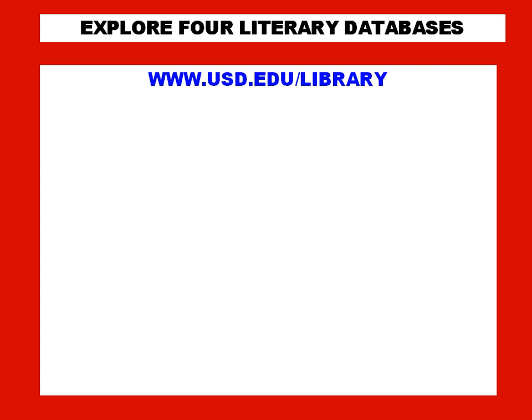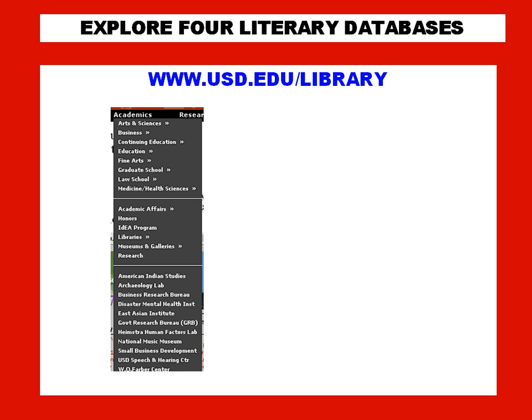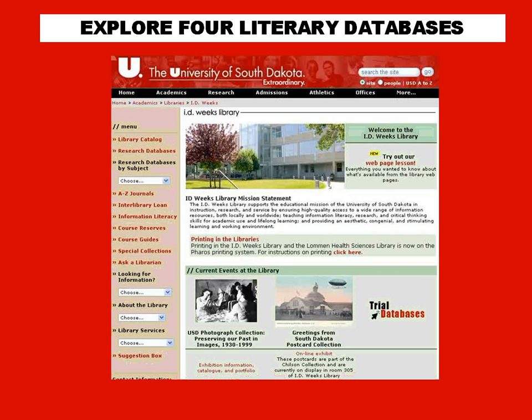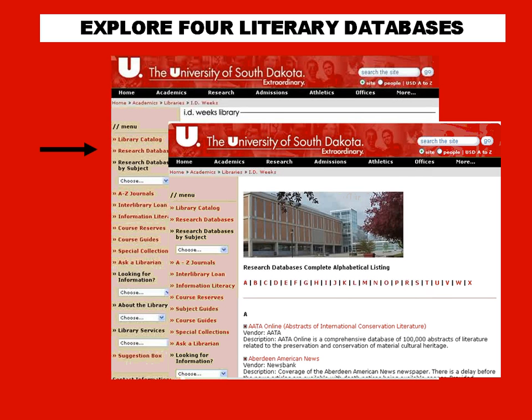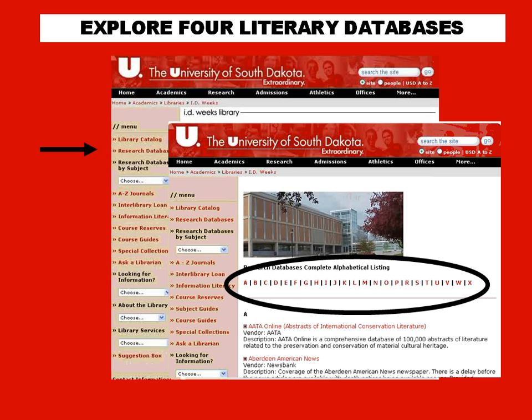To access any of the research databases, go to the IDWeeks Library homepage, www.usd.edu/LIBRARY. Or from the USD homepage, click on Academics, scroll down to Libraries, and click on IDWeeks. From the library homepage, select Research Databases. This will bring up an alphabetical listing. Simply click on the letter of the database you're looking for.